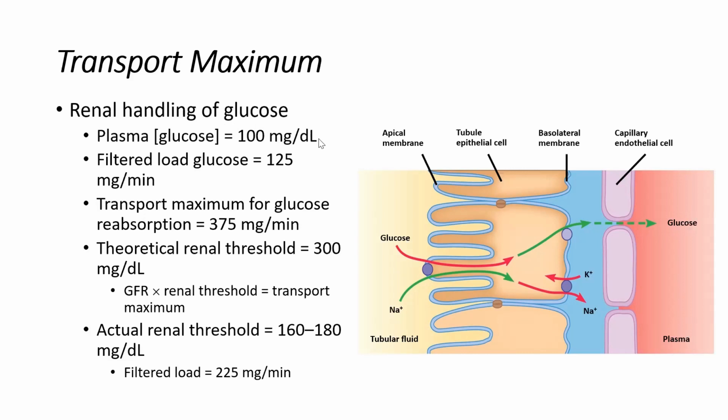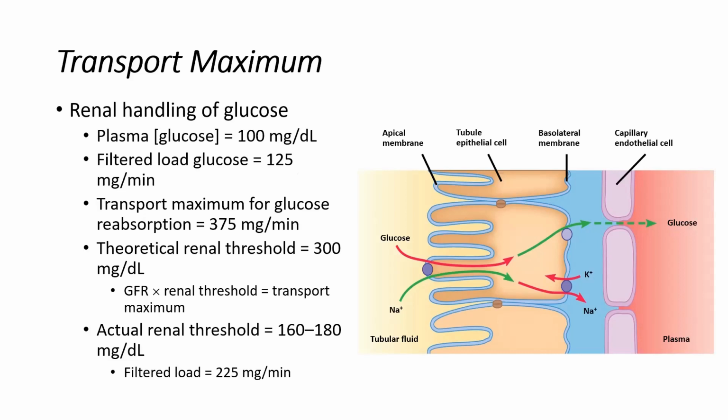So we multiply this 1 milligram per milliliter times our GFR, that gives us a filtered load of glucose of 125 milligrams per minute, okay? So that is our filtered load of glucose. We can also think about what our transport maximum would be for glucose. And theoretically, it should be 375 milligrams per minute.